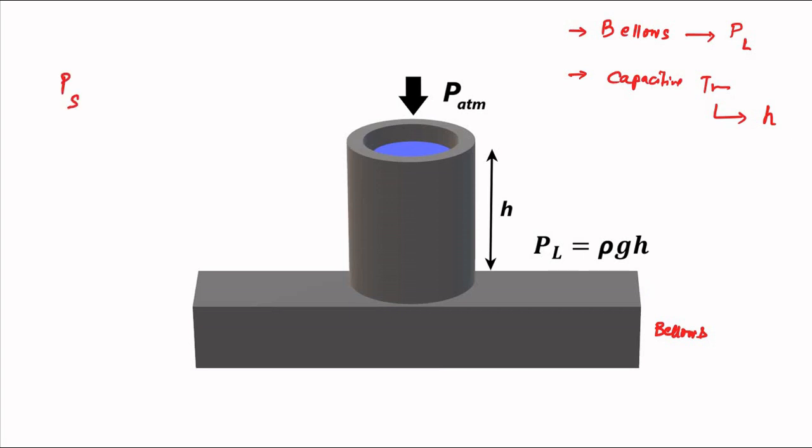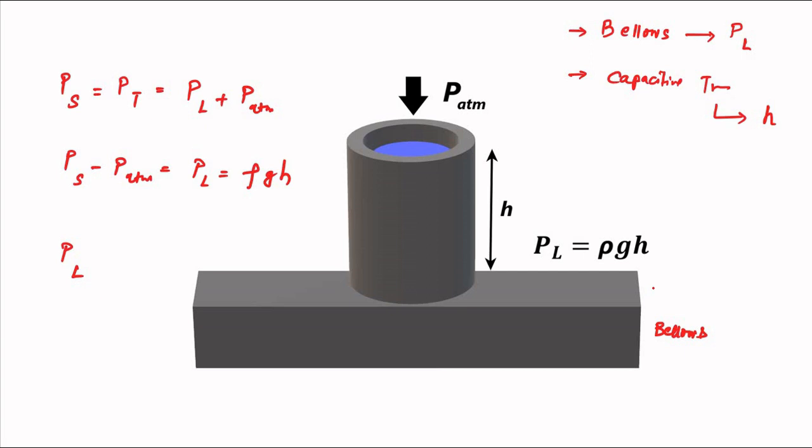Okay, the sensor measures the total pressure, which is the liquid column pressure plus the atmospheric pressure. As the atmospheric pressure at a certain time, we can measure it through other means. It is subtracted from the sensor pressure to get us the liquid column pressure, which is equal to rho gh. So from the sensor we get the liquid column pressure.